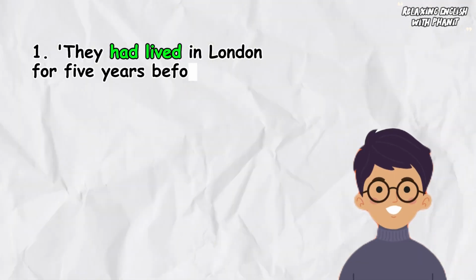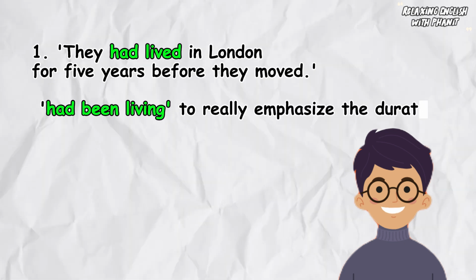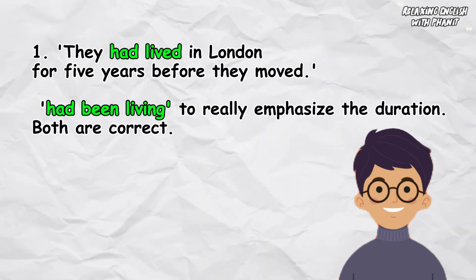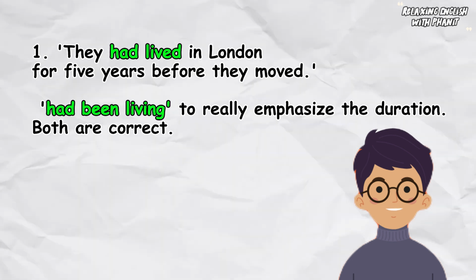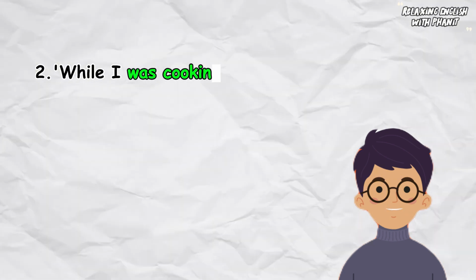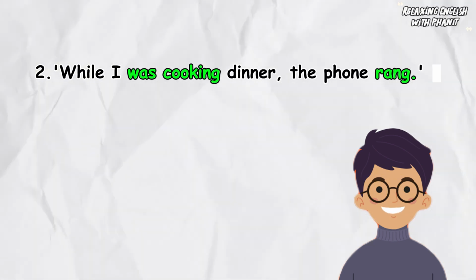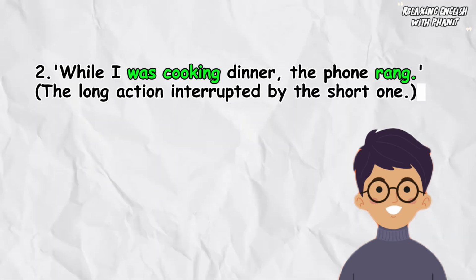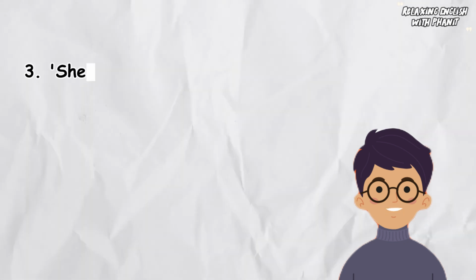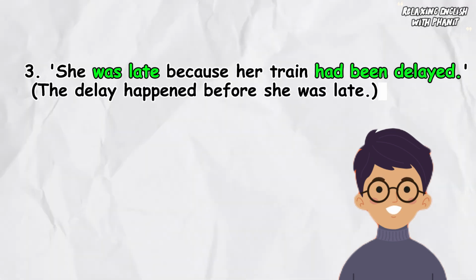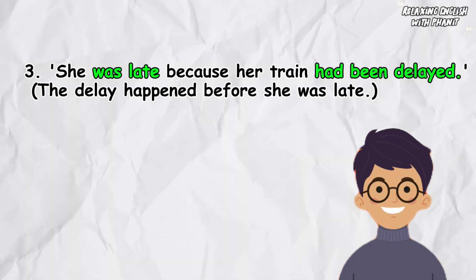Number 1, they had lived in London for 5 years before they moved. Good. And you could also say, had been living to really emphasize the duration. Both are correct. Number 2. While I was cooking dinner, the phone rang. Perfect. The long action interrupted by the short one. Number 3. She was late because her train had been delayed. The delay happened before she was late.